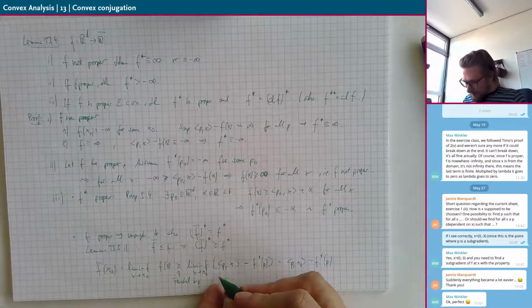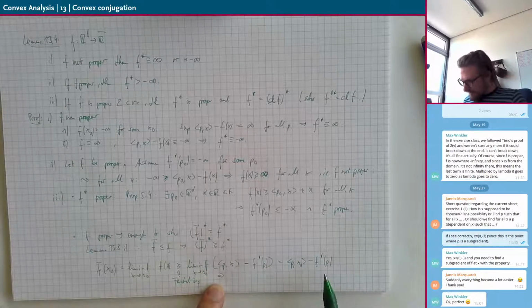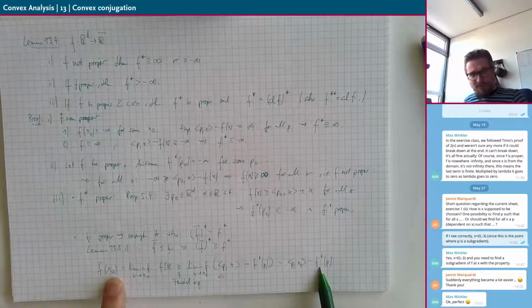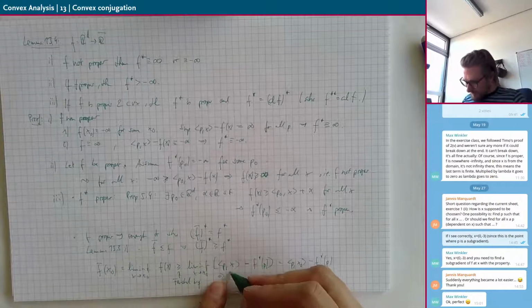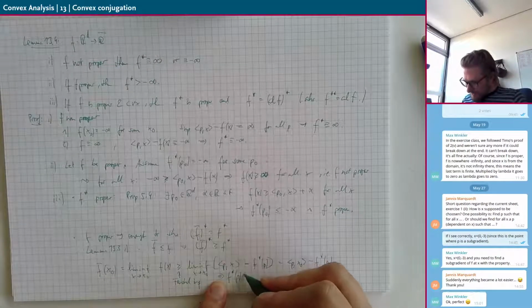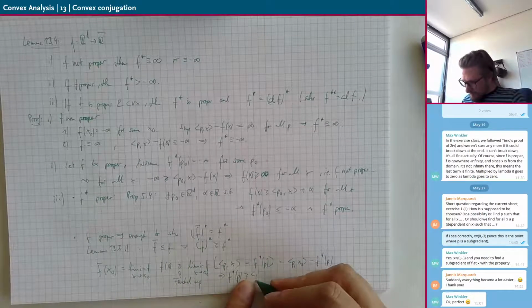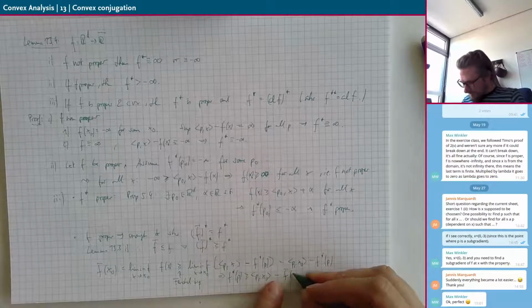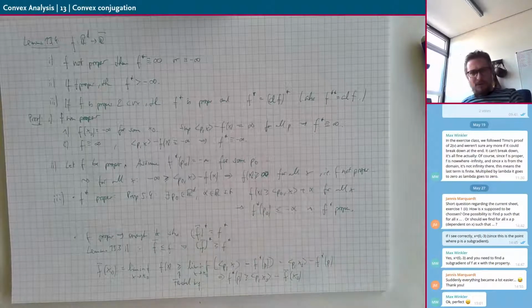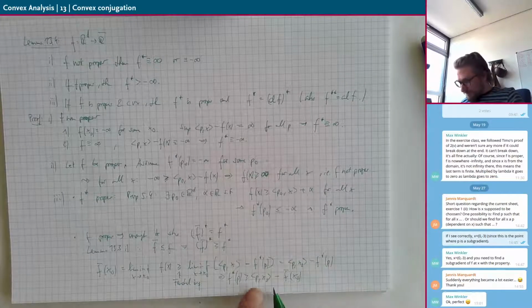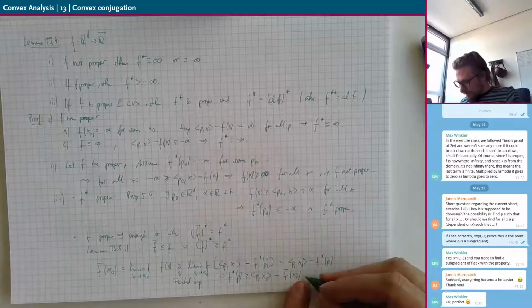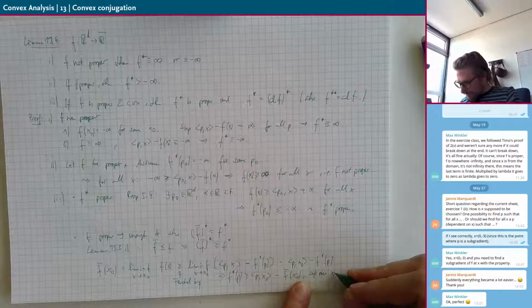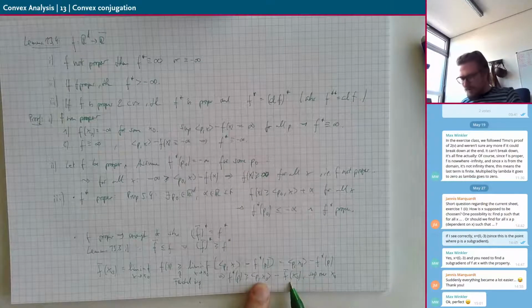Okay, and we're almost done. This shows us, so just kind of bringing these two terms to the other sides, that f star of p is larger equal to p x0 minus f conjugate of x0. And what is left is to take the supremum over x0 on the right hand side.